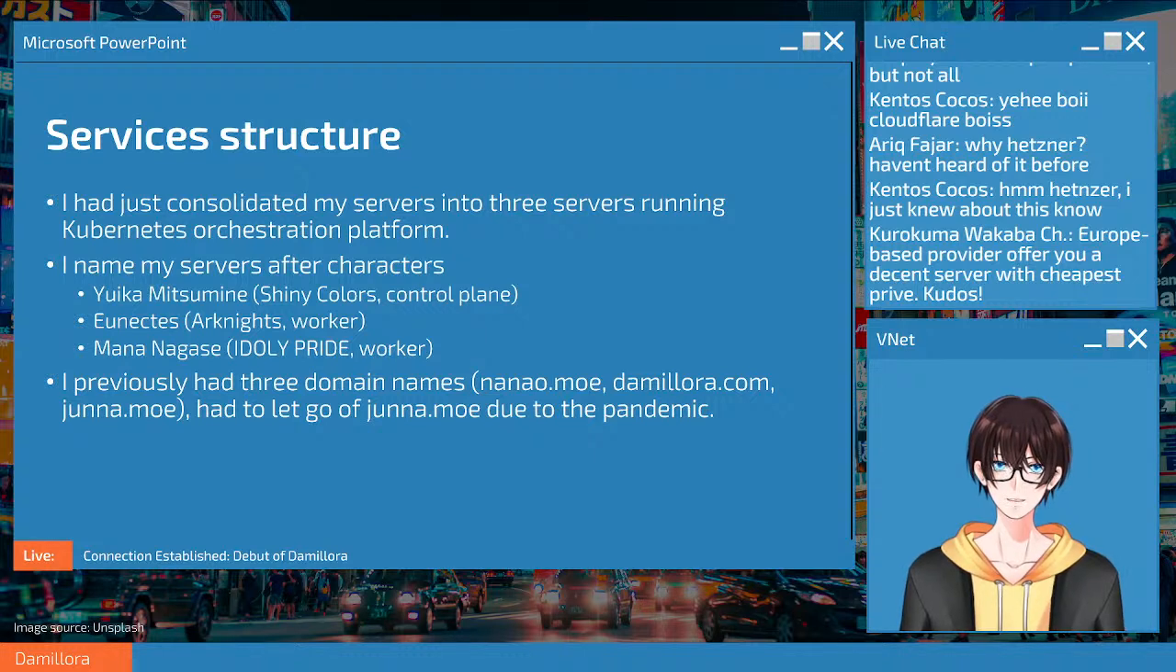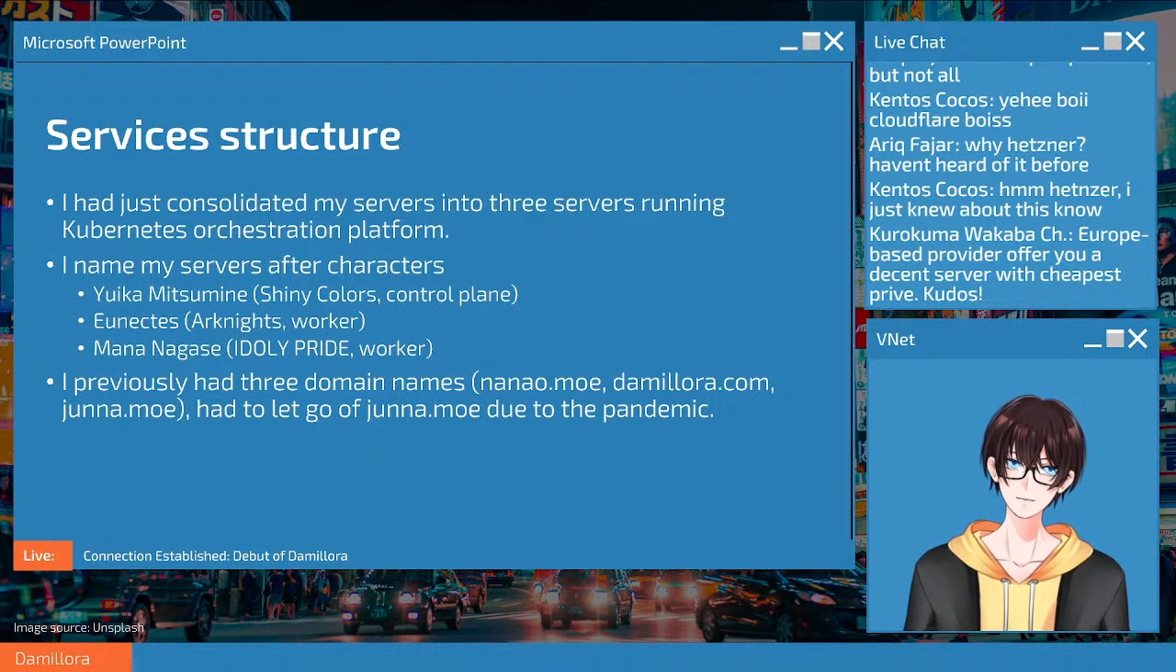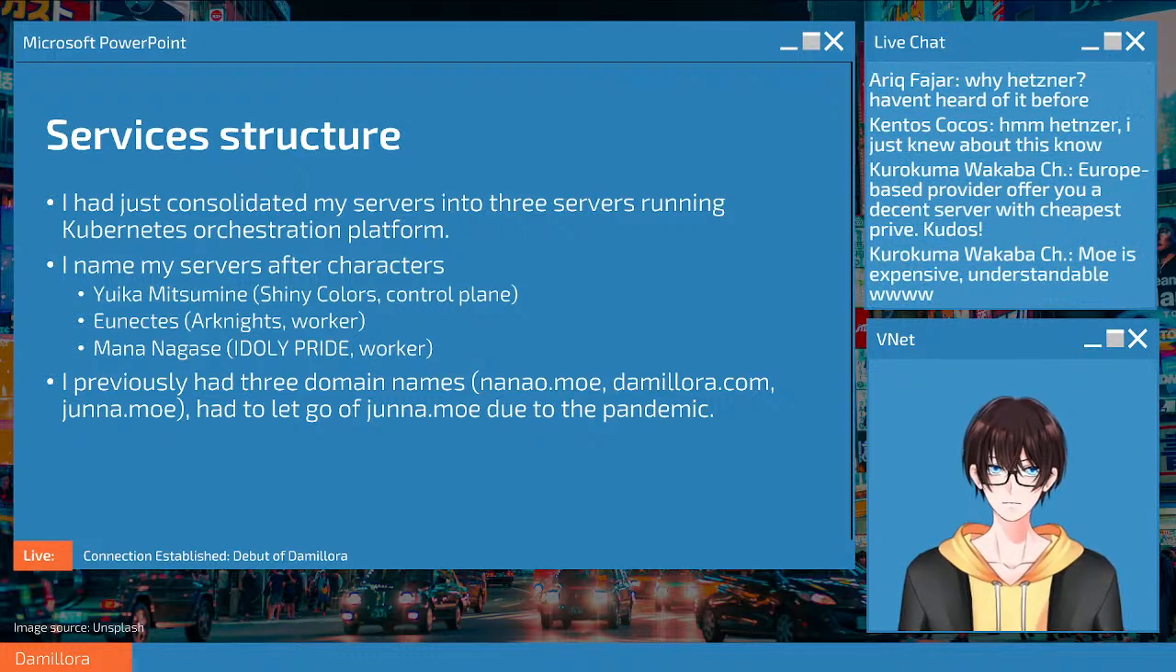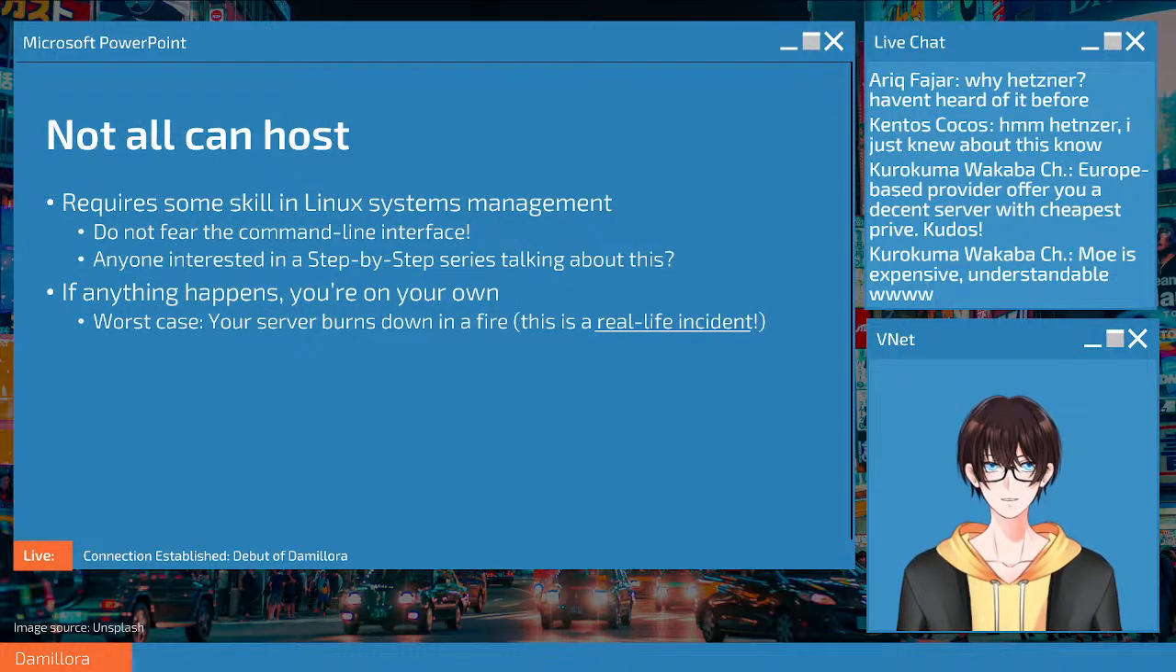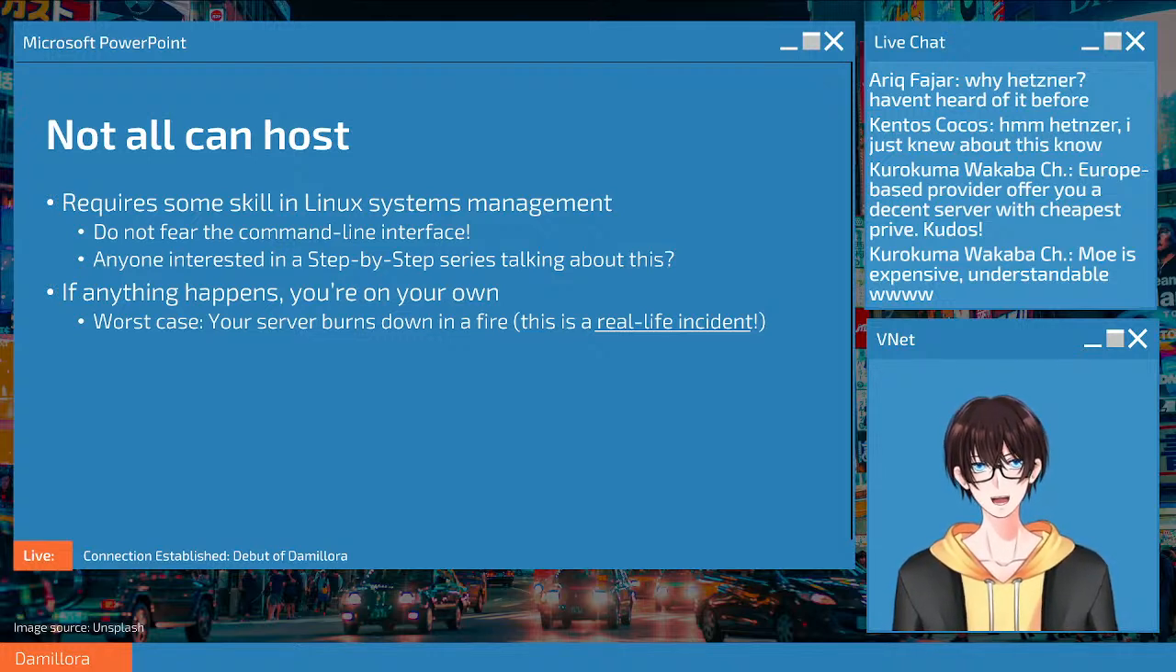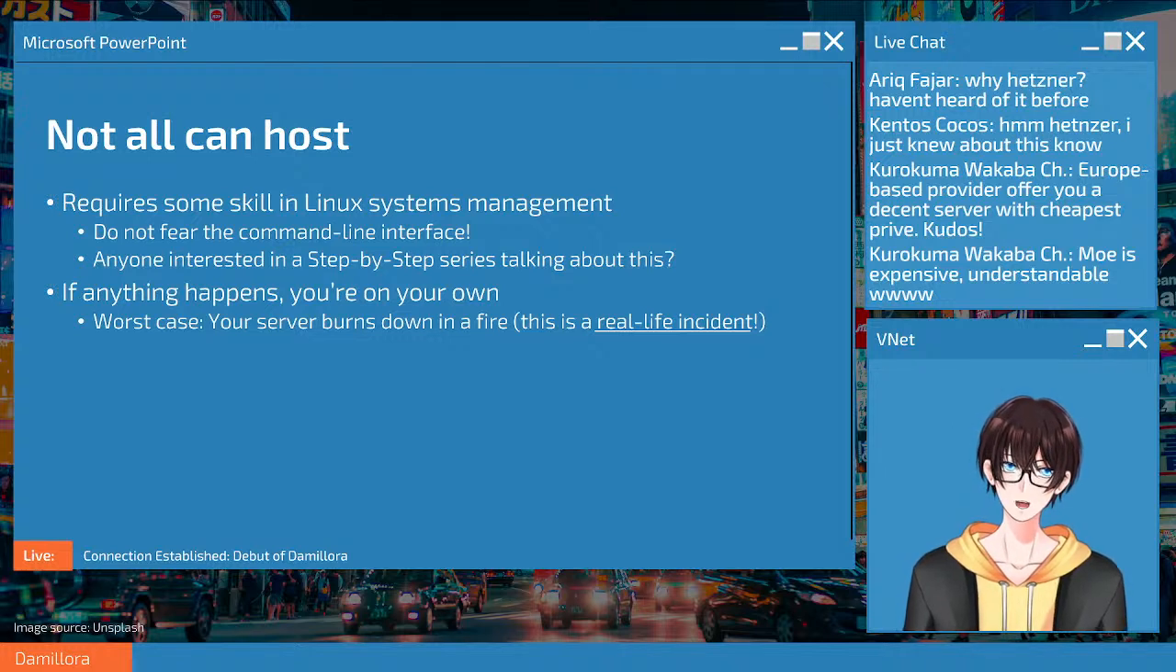Yeah, servers are cool and all, but not everyone can manage their own server because there are some troubles regarding hosting your own. Moe is expensive, understandable. I think it's around 1/2 the price of the com domain, if I'm not mistaken. But yeah, it's pretty expensive. But the Moe domain is pretty cute. That's why I ended up stuck using it.